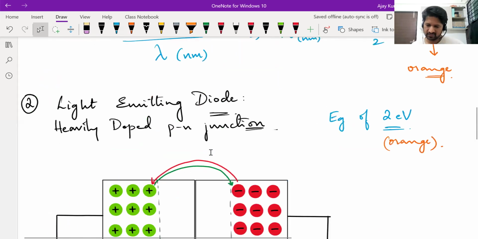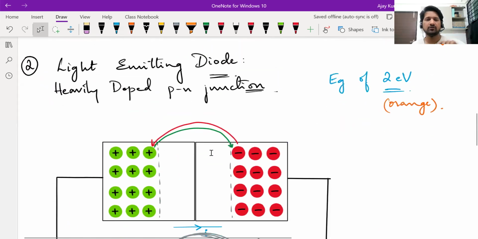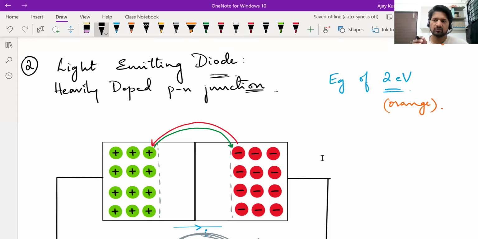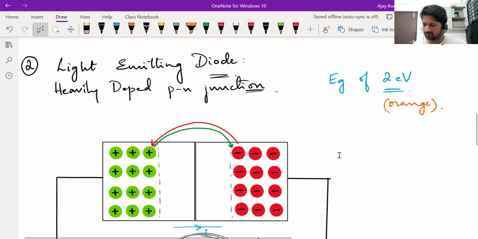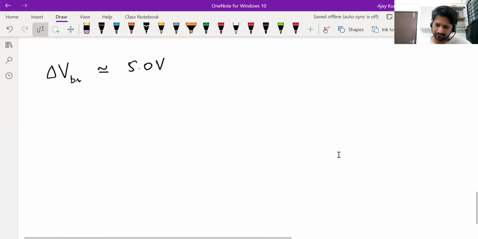Okay. So this is how an LED works. You need a heavily doped PN junction because we want a lot of electron hole recombination to occur. So you need a lot of electrons and holes in the first place. That's why you need a heavily doped PN junction, and it is operated at forward bias because we need significant current to get a significant amount of electron hole recombination. Fine.